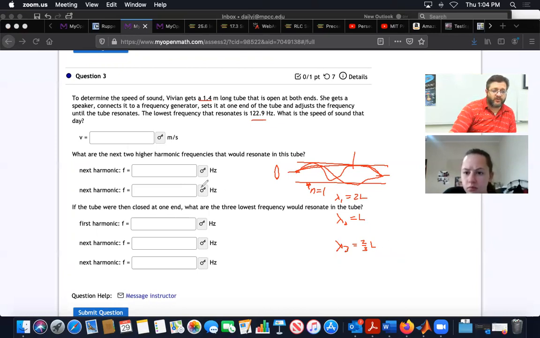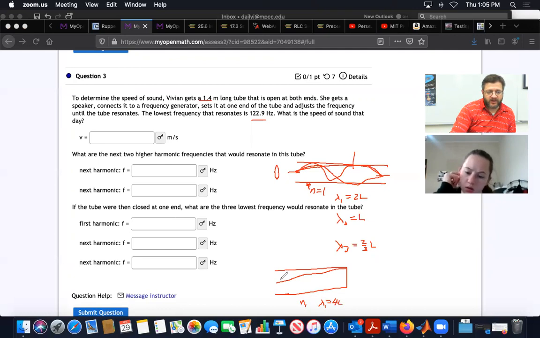For a closed tube, of course, it's different, because at the closed end of the tube you're always going to get high pressure, but then it has to go down to that middle pressure at the outside of the tube again, right? So this is only 1/4 of a wave fitting in for n equals 1. So that means that lambda 1 is equal to 4 times the length of the tube.